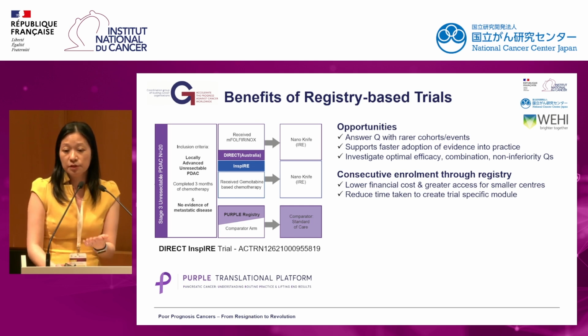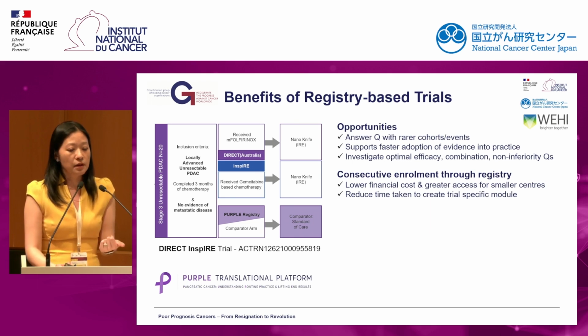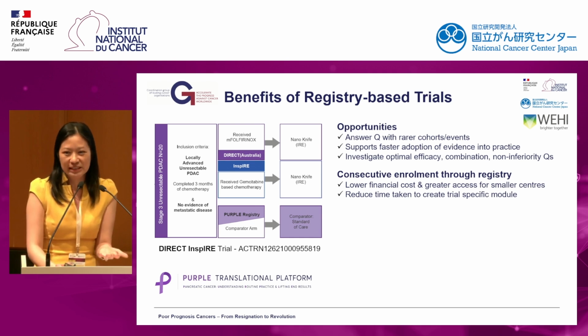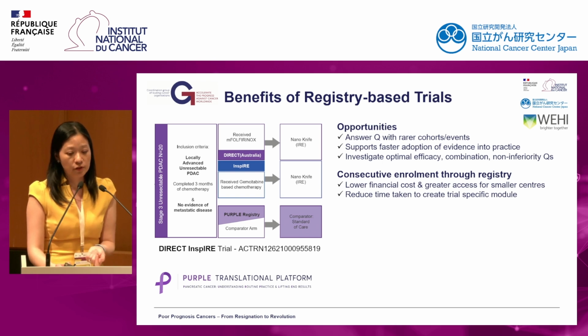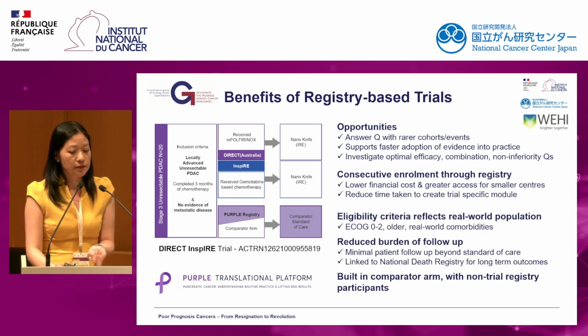And we can start looking at some of these questions that we talked about, questions about optimal efficacy or combinations and non-inferiority questions. These are questions that often the industry pharma companies are not particularly interested in answering. They're cheaper to run because the registry already exists. And it also means that smaller cancer centers can participate in the study if they don't have those big trial units to help them run studies. It reduces the time taken also to create the specific modules for the trial.